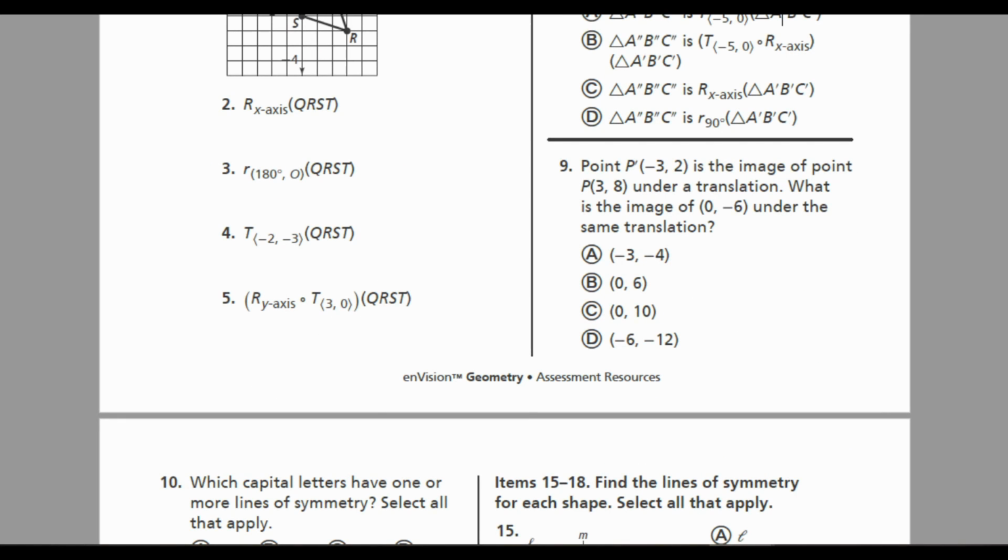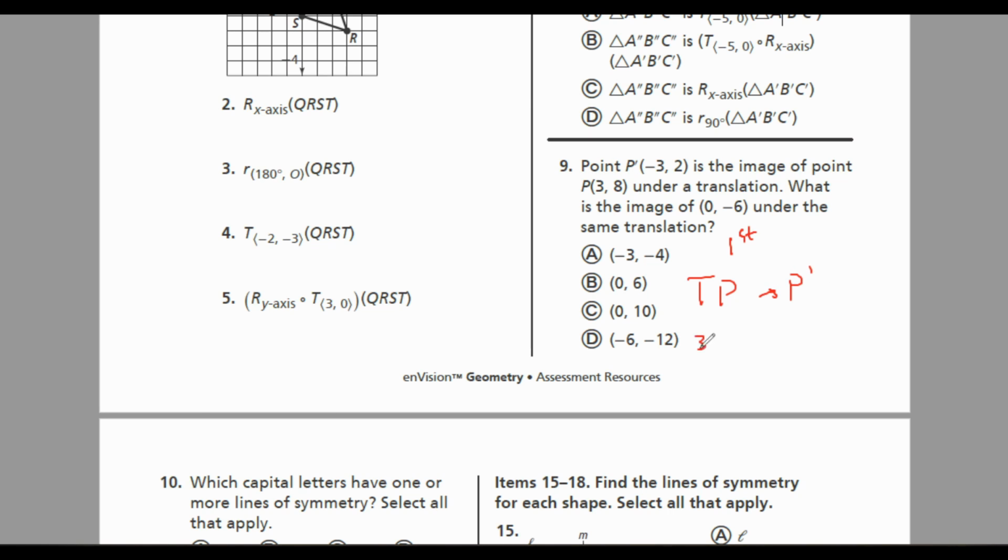All right, guys, so question 9. If the point P prime is at -3, 2, and it is the image of point P, which is at 3, 8, under a translation, what is the image of 0, -6 under the same translation? Sorry, I looked at the wrong screen, and I thought, oh no, I'm still showing question number 6. So our first thing to do is what translation took P to P prime. We don't need that T there, right? Because it's a translation of P to P prime.